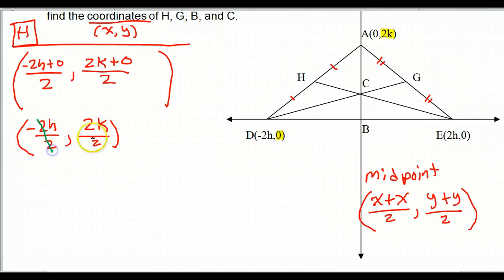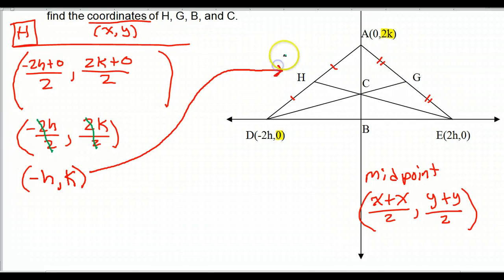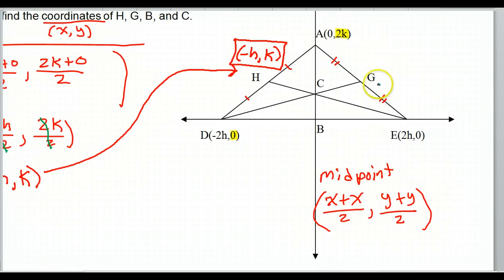2 divided by 2 is 1. So these 2's will cancel out and these 2's will cancel out. So that is going to leave me with negative h, comma, k. And that's it. That's as simple as this gets. These are the coordinates of H. Okay, so I can put this over here. The coordinates of H are negative h, comma, k. Alright, and that's how it's done. Now let's come over here and do the same thing with G.